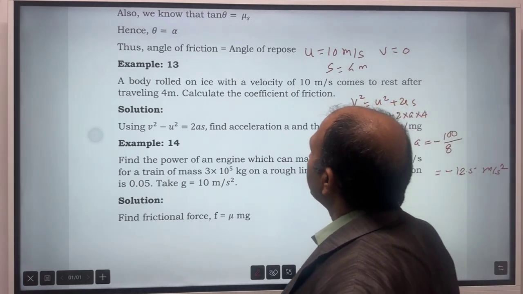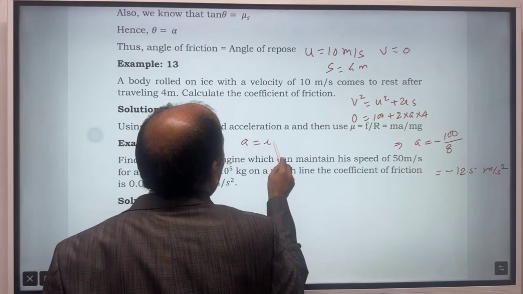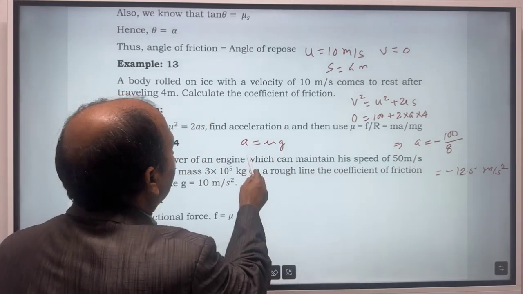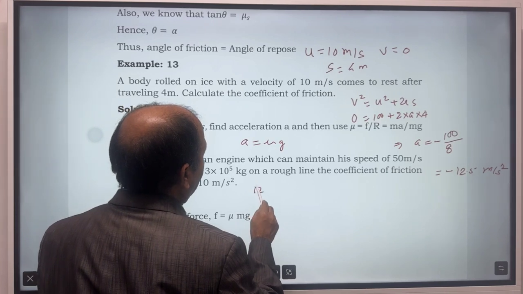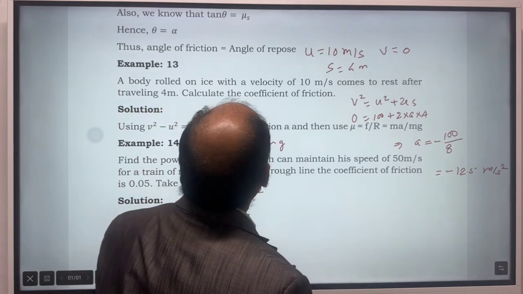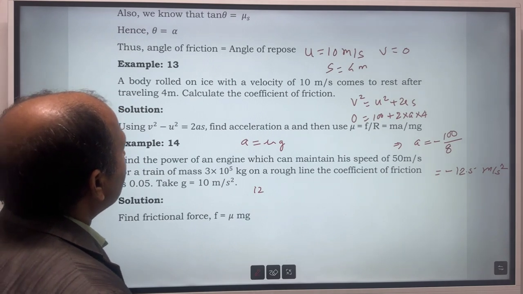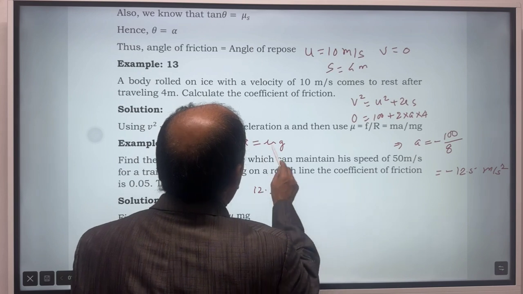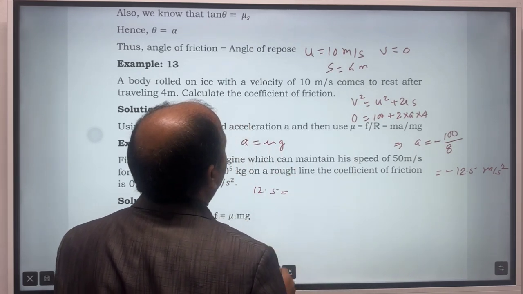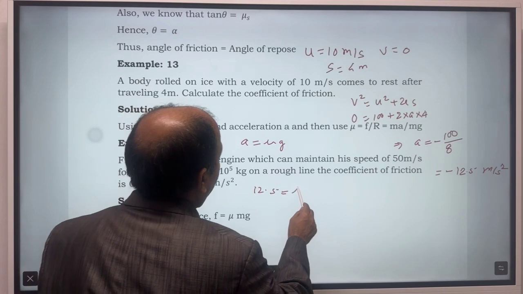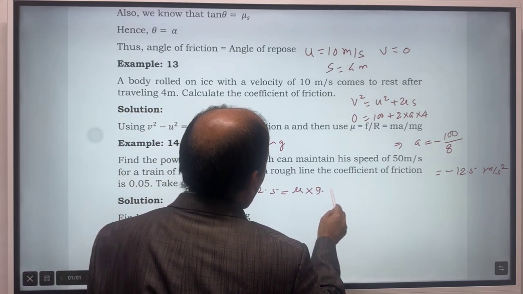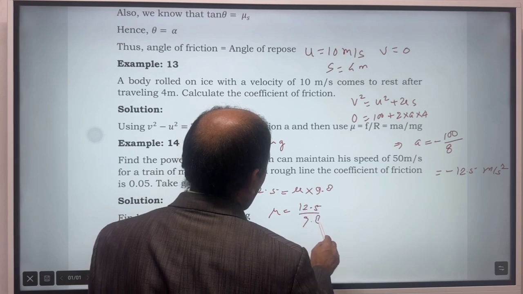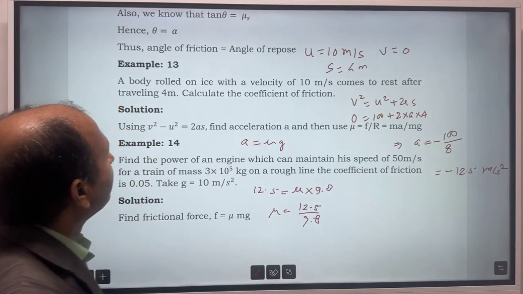So this is acceleration, but a equals mu times g. So taking the positive value, 12.5 equals a, and a equals mu g. Mu is to be found, g is 9.8. So mu can be found as 12.5 divided by 9.8.